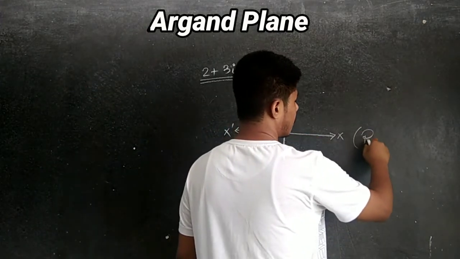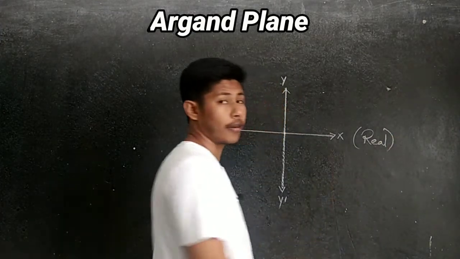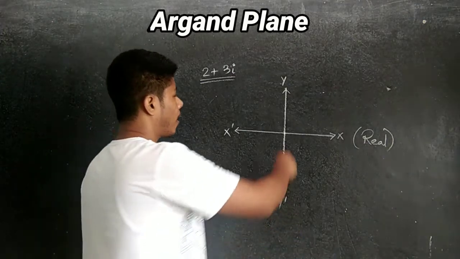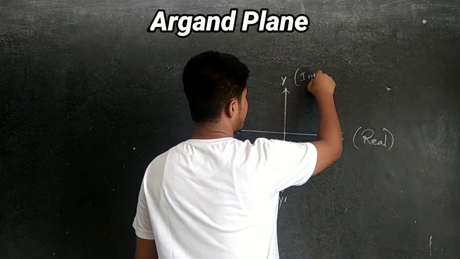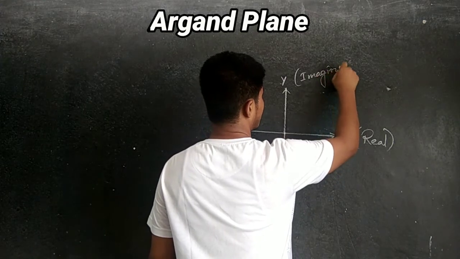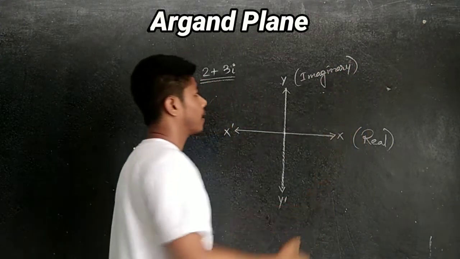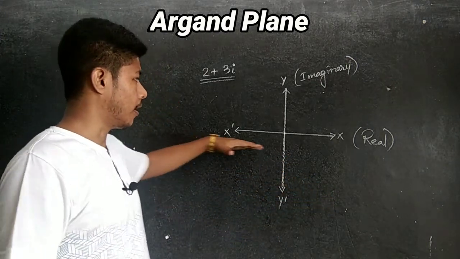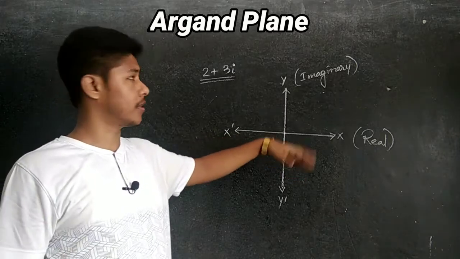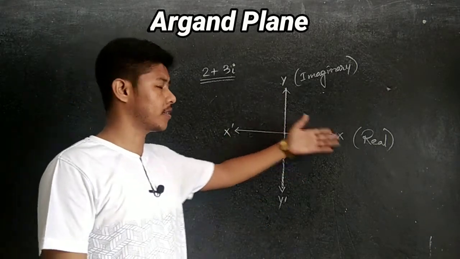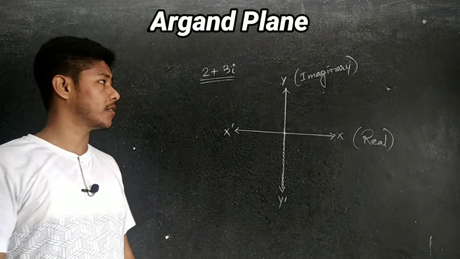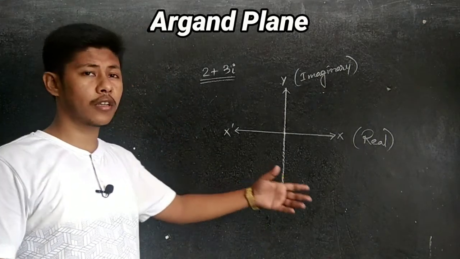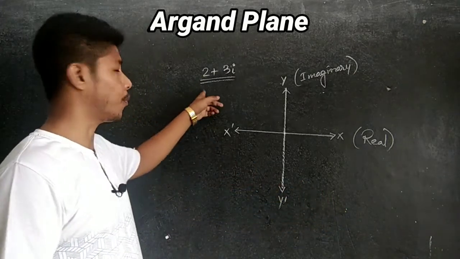This one is very important here. The x axis we represent as the real axis, and the y axis we represent as the imaginary axis. In the Argand plane these two axes are very important. In the general xy plane we have the x axis as well as the y axis. So the x axis is the real axis and the y axis is the imaginary axis. Is it clear? If we mention these two, then we can easily plot this type of points.